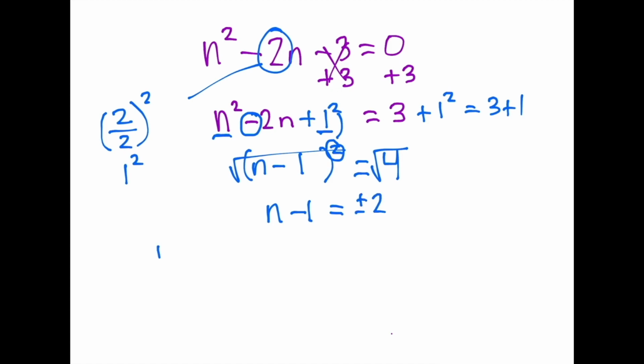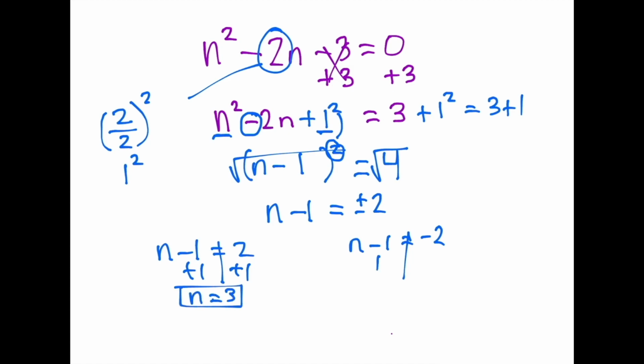The last step is to take n minus 1 and set it equal to 2, and then n minus 1 and set it equal to negative 2, and then solve them. We can add 1 to both sides. That gets us n equals 3, and then add 1 to both sides, and that gets us n equals negative 1. So our two solutions are n equals 3 and n equals negative 1.